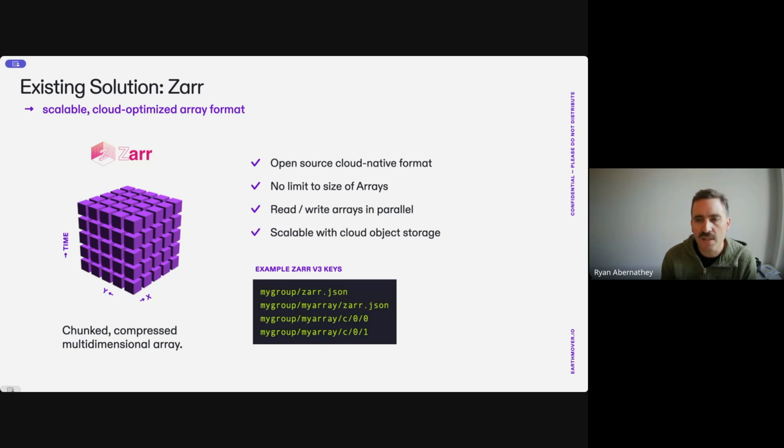Zarr is an open source cloud native format for multidimensional arrays. It really places no limit on the size of the arrays we can store. It enables us to read and write those arrays in parallel, and it's quite scalable with object storage. These are some of the reasons why Zarr has taken off as a solution.